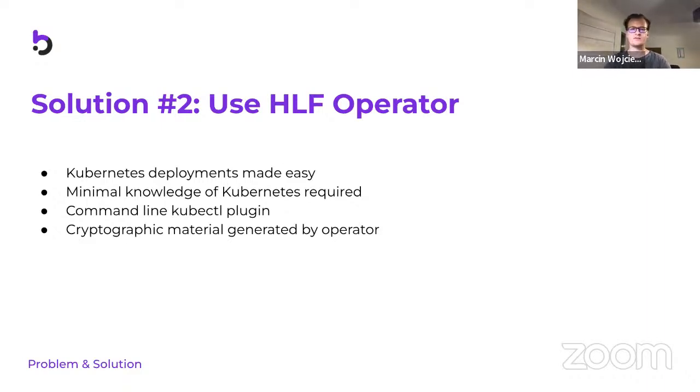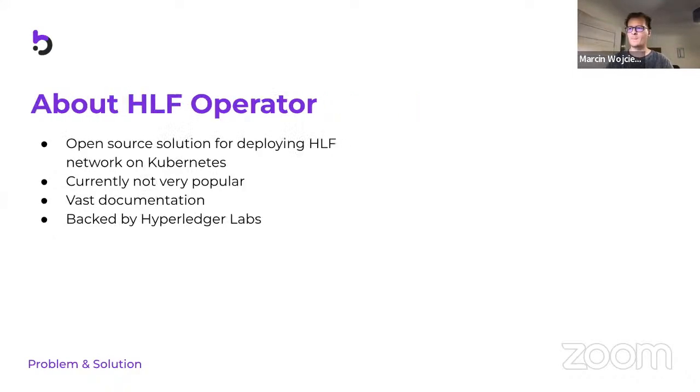It allows for Istio integration in case the client would like to expose it to the outside world in the future. And it generates all necessary configurations for us. To operate on it, we just need to install a pod on the cluster, and then we need to install kubectl plugin on the administrator machine. And let's talk more about the Hyperledger Fabric Operator.